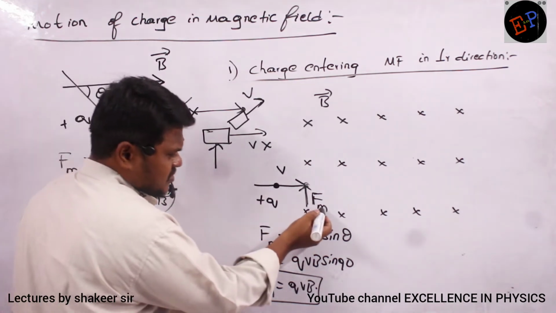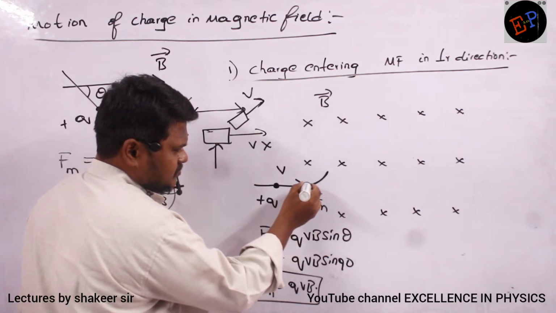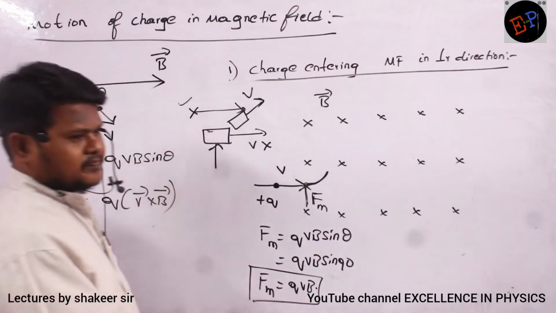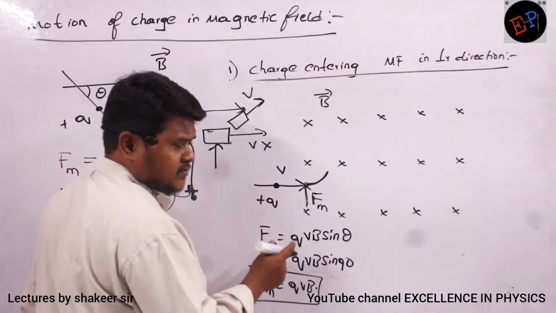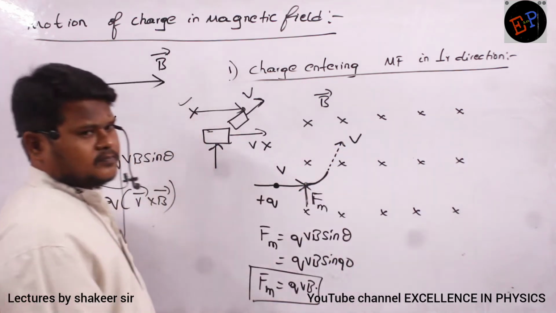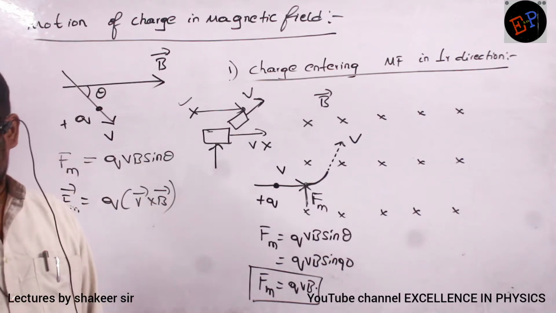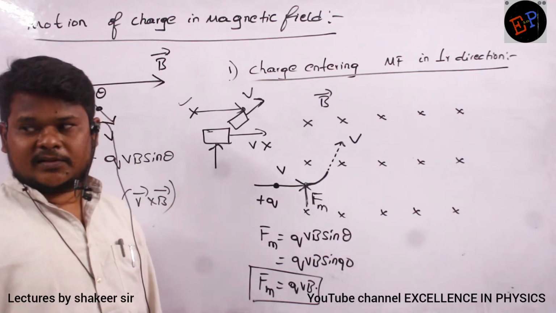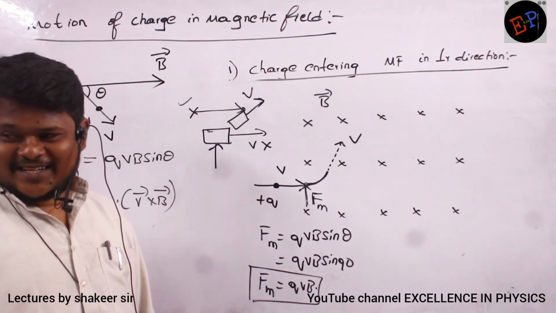So because of this magnetic Lorentz force, it will change the direction, like this. Are you able to understand? Now velocity is in which direction? Now velocity is in this direction. This is the direction of velocity. Now can you say again force is applied or not? Again force is applied in which direction? Perpendicular to? The direction should be correct.